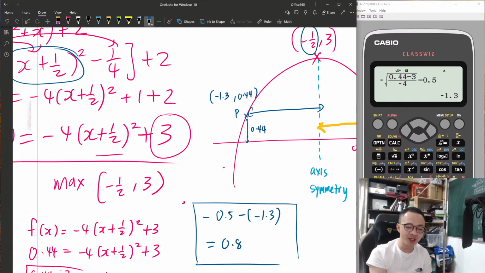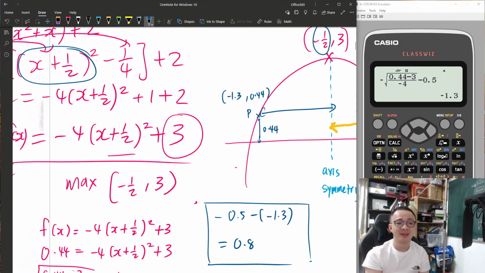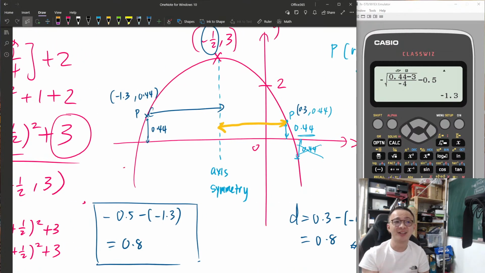No matter which point you assume is the point P, it doesn't matter. But the most important is you must get the idea of what is going on here. Okay? Of course the 0.44 for both sides is not tally. I just give you the example, alright? Yeah, the diagram is not to scale, alright?